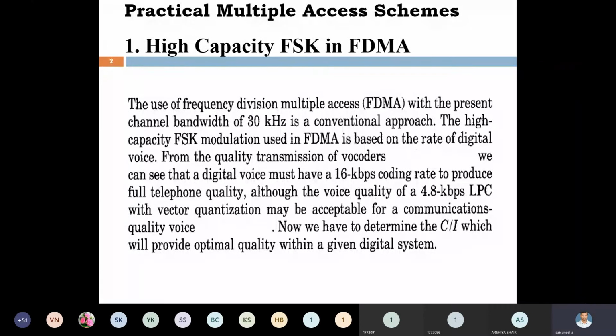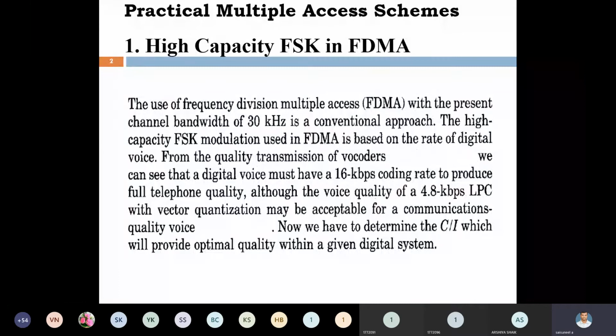For better quality of transmission in digital voice, we are using 60 kbps or 4.8 kbps in the FDMA system, depending upon the application. When we want high quality of voice, we are using 60 kbps. When we want very little bandwidth, for that particular application we are using 4.8 kbps. So it can depend upon the application.